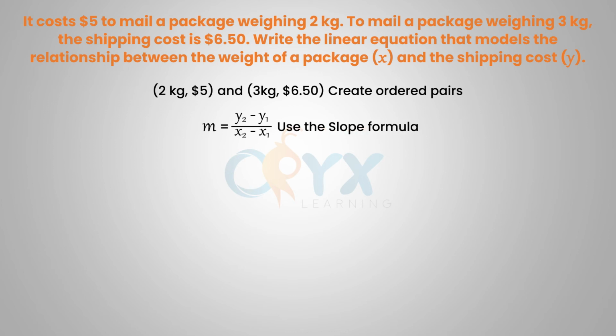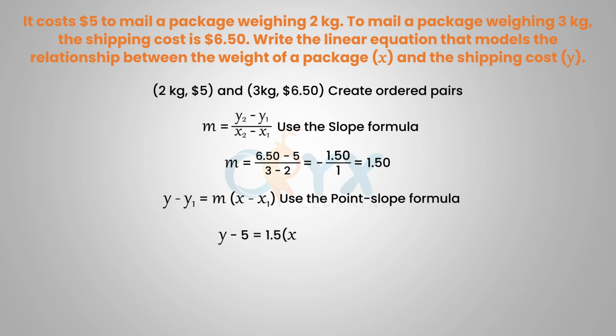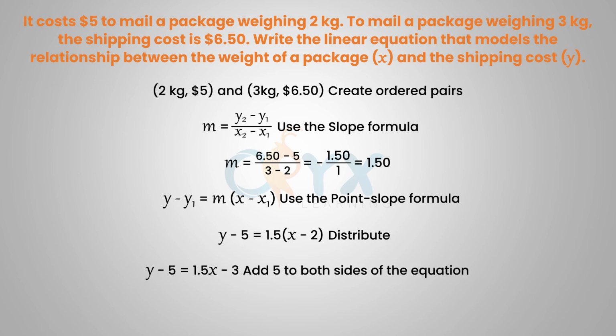Finding the slope, I get m equals 6.50 minus 5, my y2 minus y1, over 3 minus 2, which is my x2 minus x1. This leaves me with 1.5 over 1, so I have 1.5 as my slope. Substituting the slope and one of the points into my point-slope form, I get y minus 5 equals 1.5 times the quantity x minus 2. Distribute the 1.5 to get y minus 5 equals 1.5x minus 3. Add 5 to both sides of the equation, and we're left with our answer, y equals 1.5x plus 2.